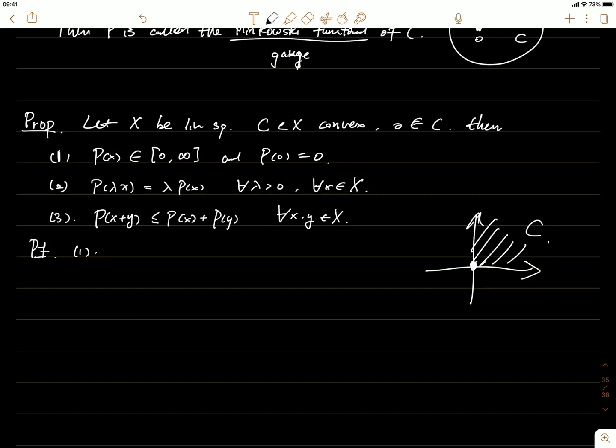This is the 0. So if I have a point like here, then no matter how large the number I divide, this is my x, no matter how large the lambda is, there's no way that this is inside C for lambda greater than 0. There's no way for this one to be inside C. So lambda could be eventually infinity. There's no way to find it. So that's why this is also possible.